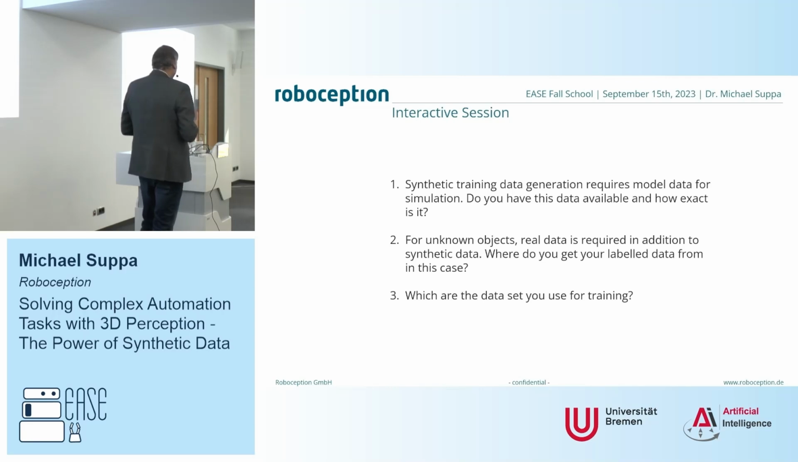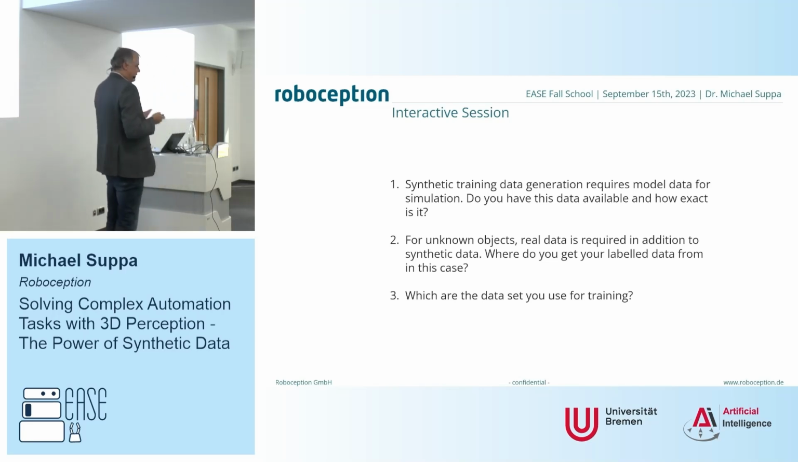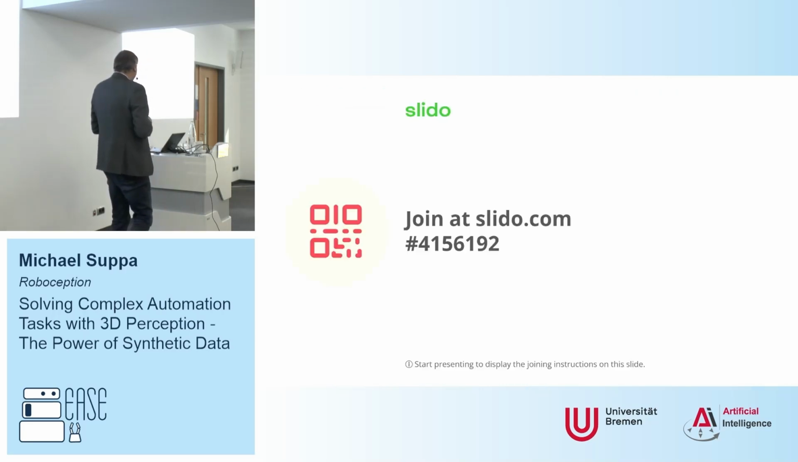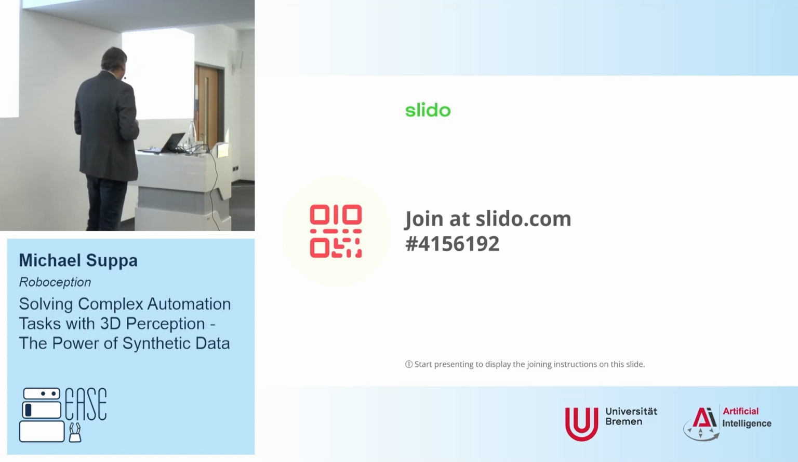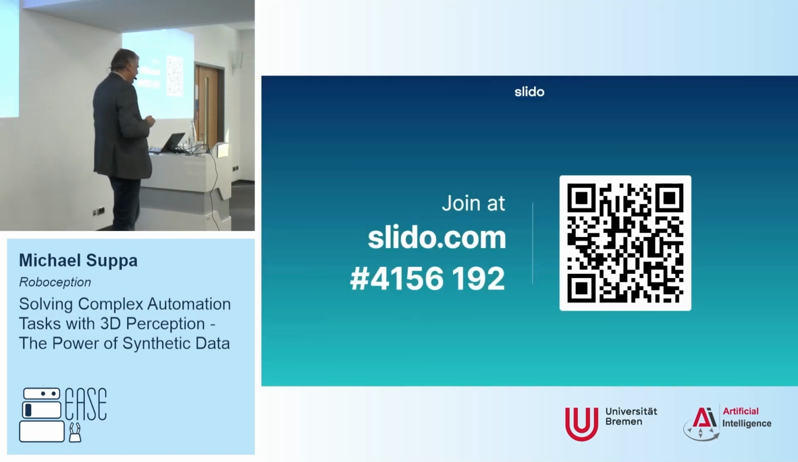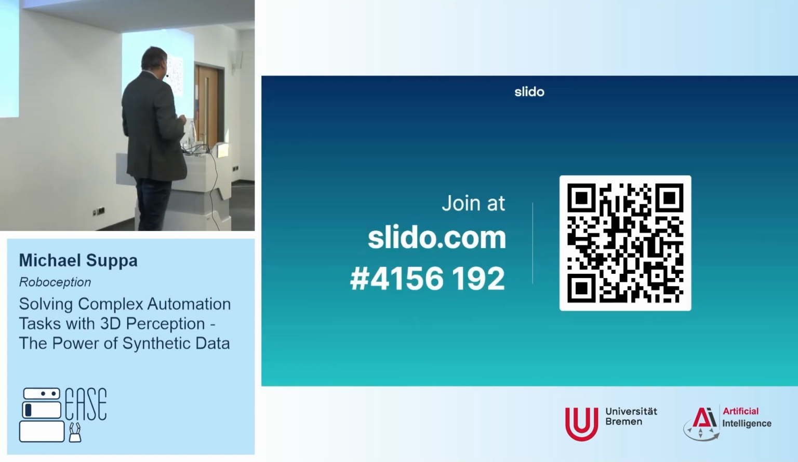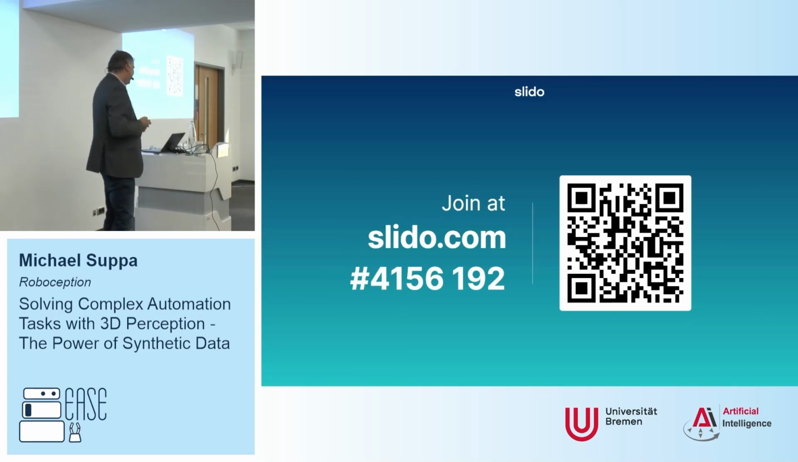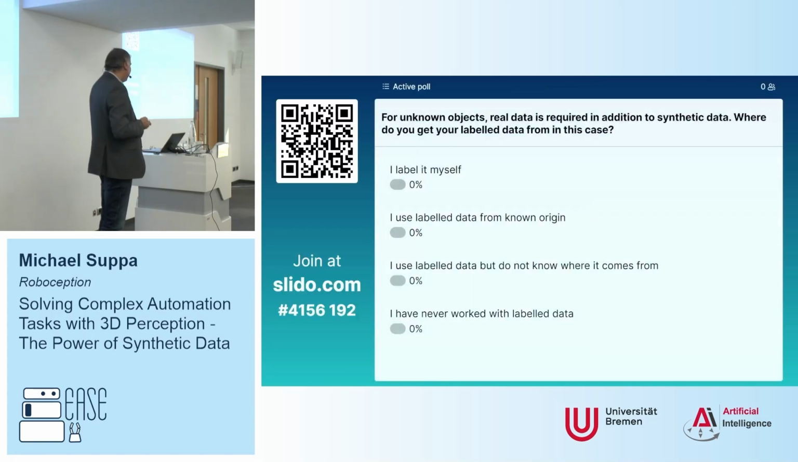Synthetic training data, it's about the data that you have available. Unknown objects, you need to label the data. How are you doing this? Are you doing this in a certain way? And then the last question would be, which are the data sets that you use for training, if you use any? I will click to the next slide, and I hope it's opening up. So that's the Slido link. You can do this from your phone. And in the next slide, we can see the question live.